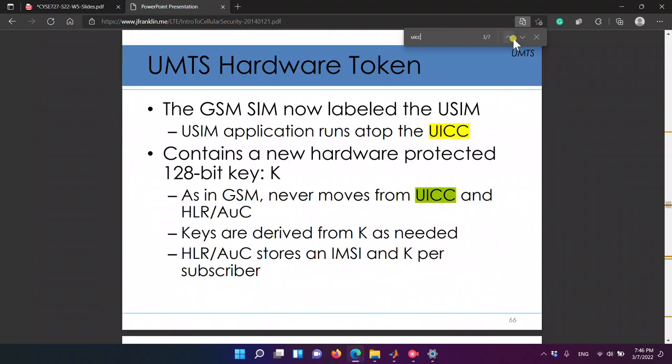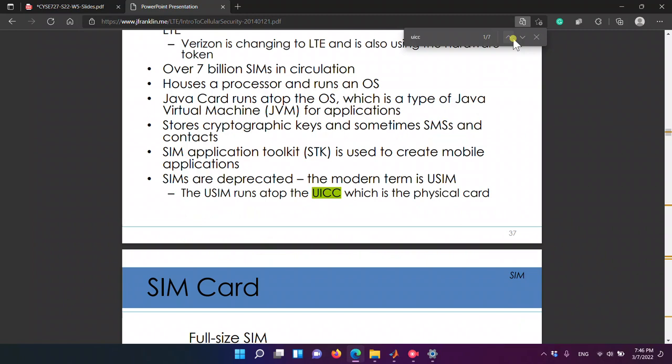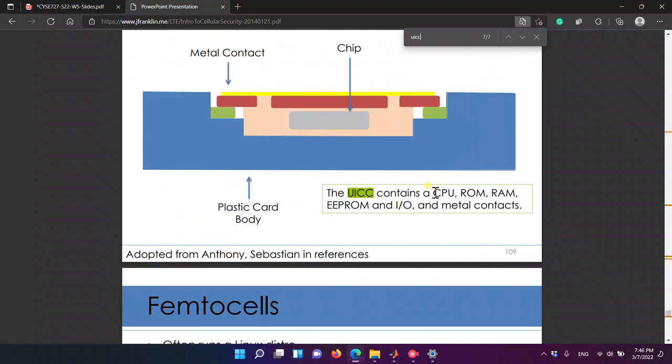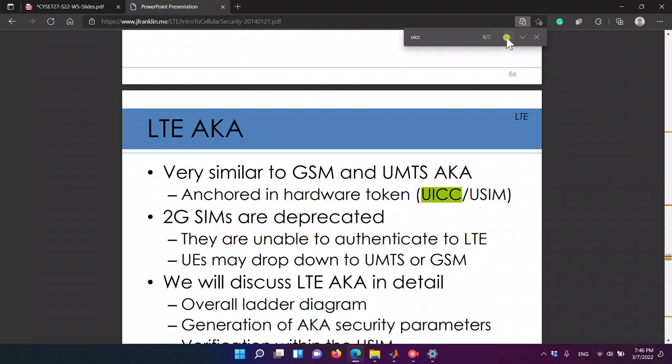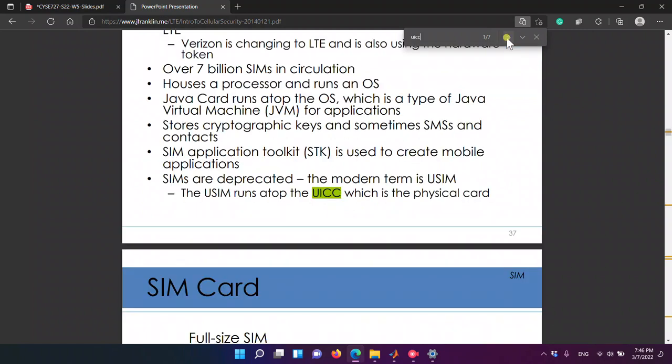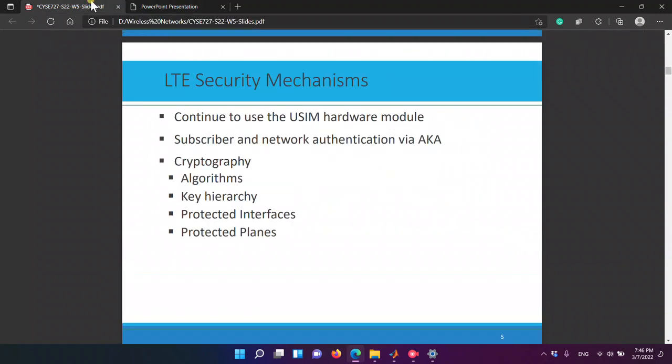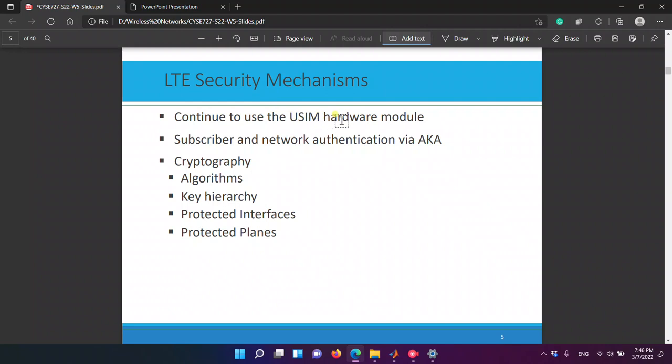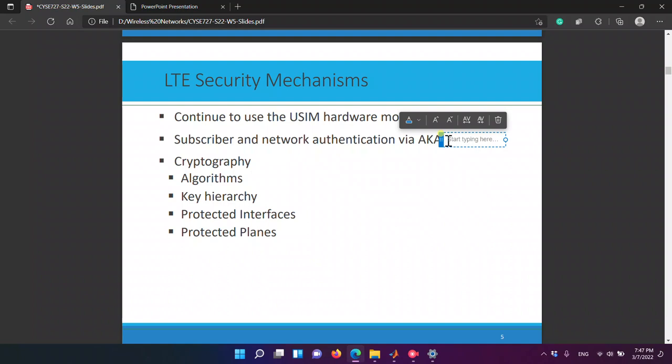Okay, let's see the UICC. The GSM SIM is now labeled the Universal SIM, and the Universal SIM applications run atop the UICC. So what is the UICC? It contains the CPU, the ROM, the RAM, and input output and metal contacts. All right, this is crazy. Continue to use the universal SIM card hardware module. And the subscriber and network authentication is via challenge and response protocol.